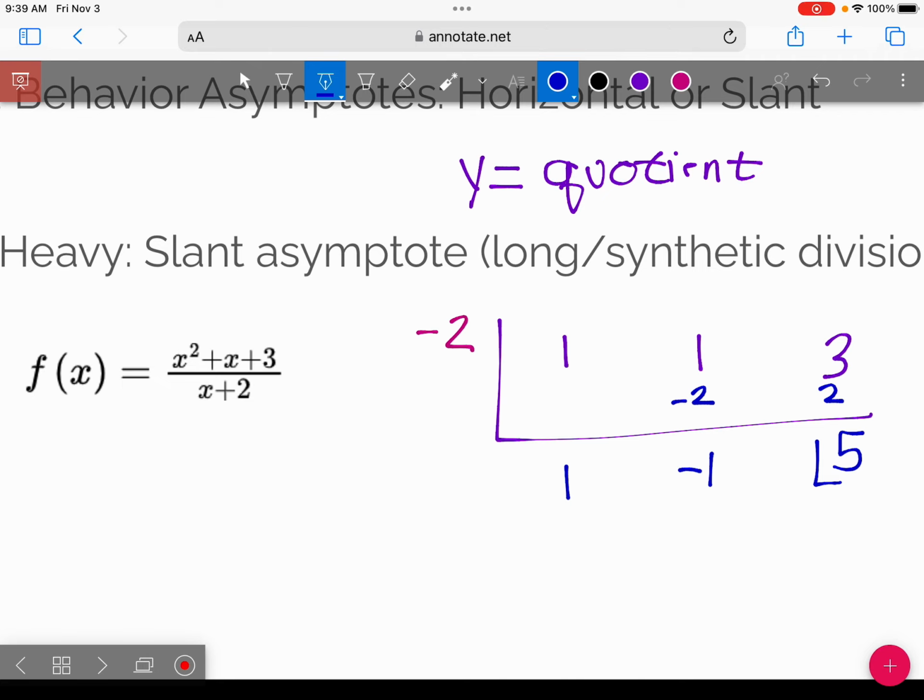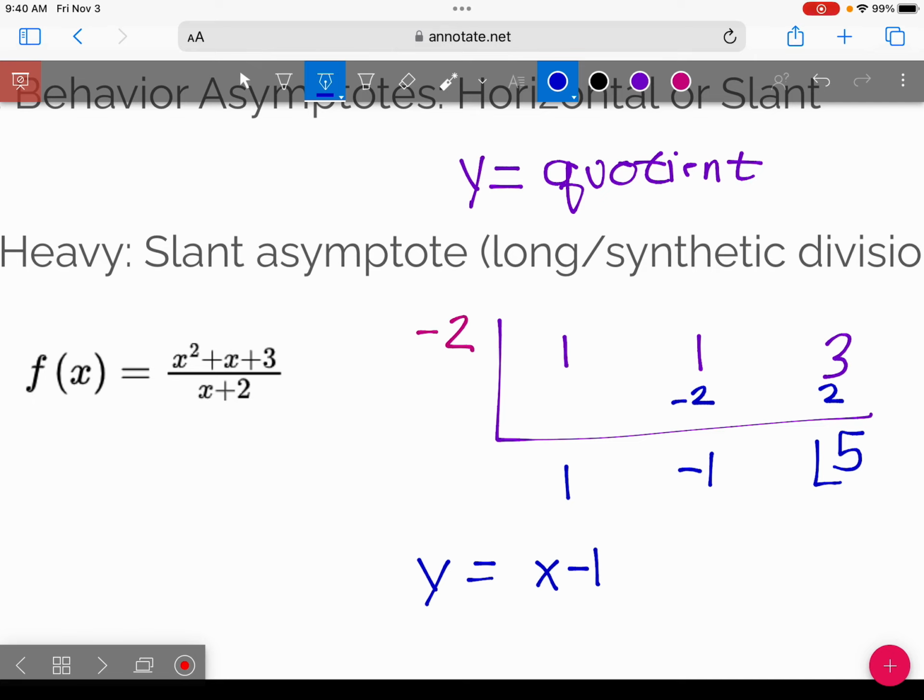What is this expressed back as an expression? X minus 1. This is our asymptote. Whatever the pieces we got when we divided, that's our asymptote. So when we graph them, it's going to give us a diagonal line, and that's the asymptote. So it's going to be a slant asymptote. Okay?